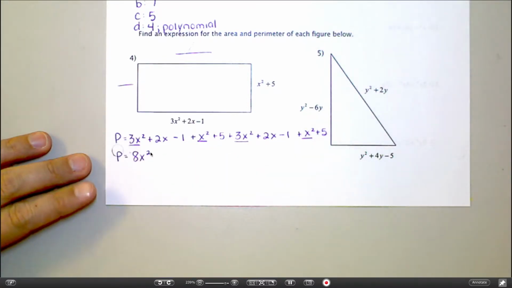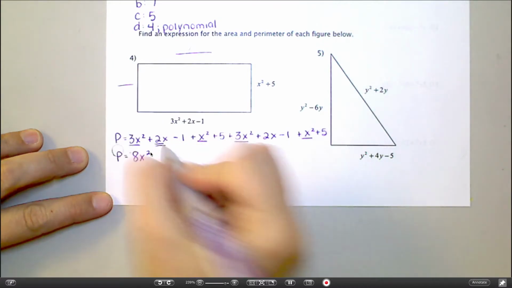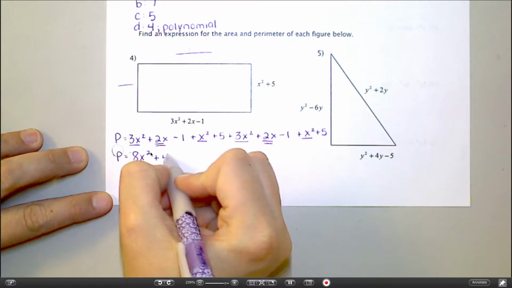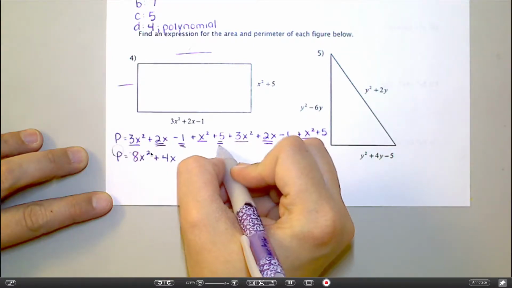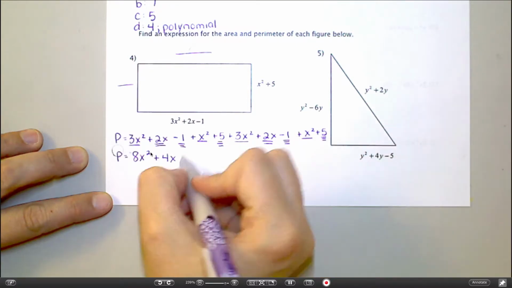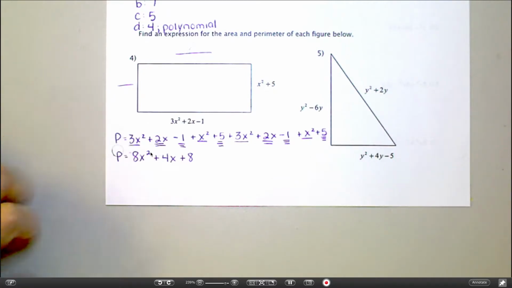Then I'm going to do 2x and 2x makes 4x. And then negative 1 and 5 gives me 4. Okay? So my total perimeter is 8x squared plus 4x plus 8. Questions on that?